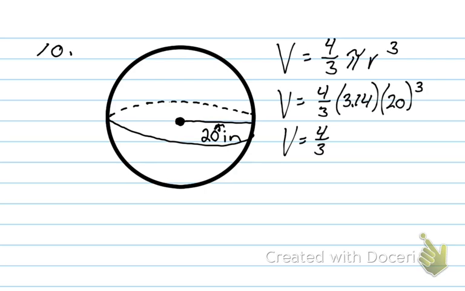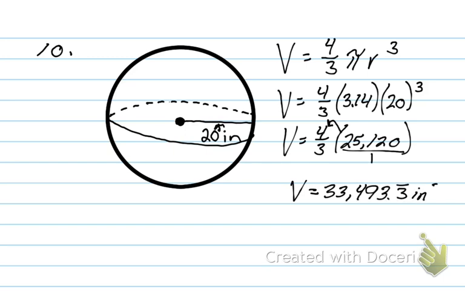So when I multiply it, I get 25,120. How can I multiply it by 4/3 without using the fraction button? Okay, so this is like 25,000 over 1. So you multiply it by 4 first, your numerators together, and then you go back and divide by 3. And that's how you get 33,493.3 repeating. If you just rounded it to 493, that's fine too.